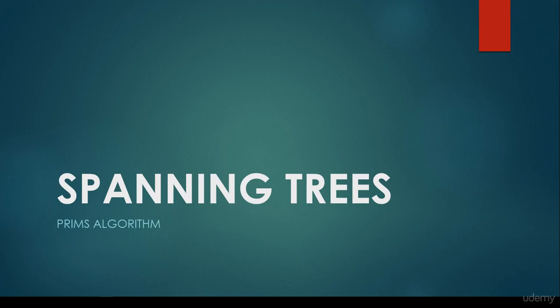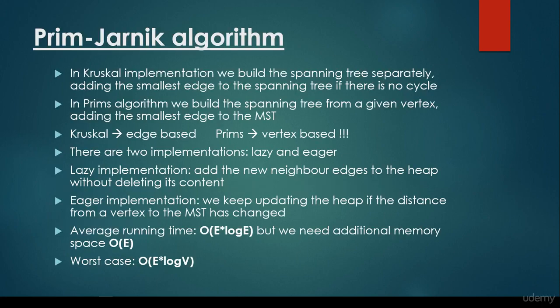Hi, in this video we are going to talk about the theoretical background for the other spanning tree algorithm, the so-called Prim's-Jarník algorithm. So let's get started. We have been talking about the Kruskal implementation, and in Kruskal implementation we build the spanning tree separately, adding the smallest edge to the spanning tree if there was no cycle.